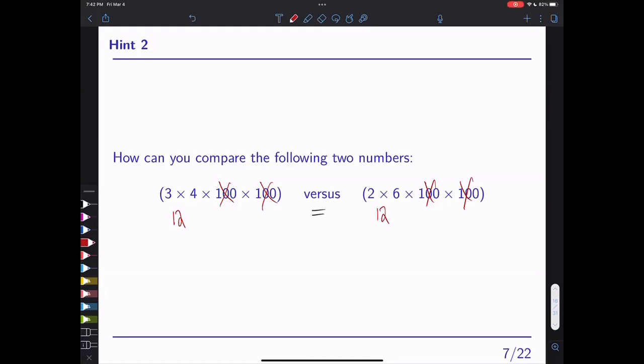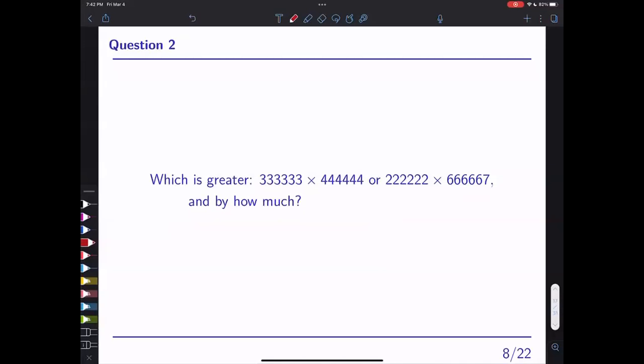Knowing that we can compare numbers by looking at their factors, here's our second question. And I want to preface the second question: I'm going to ask you two things about it. Make sure you answer both. Here's question 2. Which is greater between those two numbers? And, that's the important part, by how much is that one greater? So take some time. Think about it.